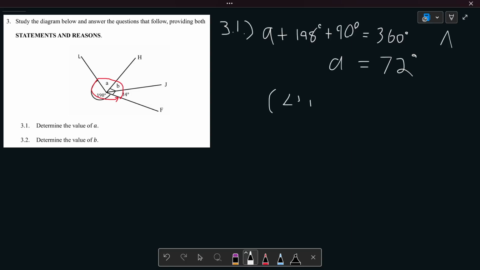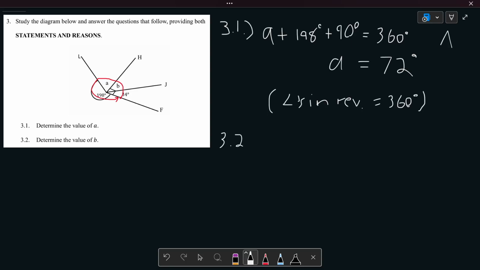Angles in a rev. Note how I'm just saying rev as short. And I'll just say here equal to 360. You don't have to say equal to 360, but this actually gives us an idea over here. So all the angles in a revolution equal to 360 degrees. That is our reason. Okay, that was easy. Then we can just go to 3.2.